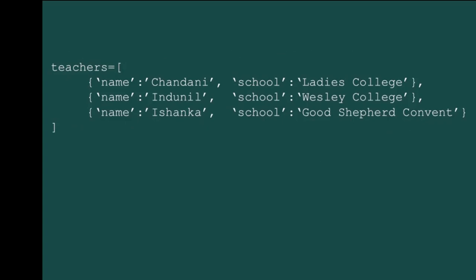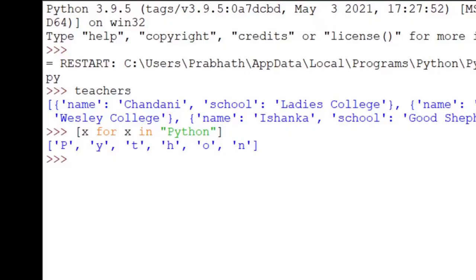This is a very familiar one, no? It's a normal list. So, a list of dictionaries. We have one key, which is name, and the other key is school. Each item in the list teachers is a dictionary which contains the name and the school of a teacher.